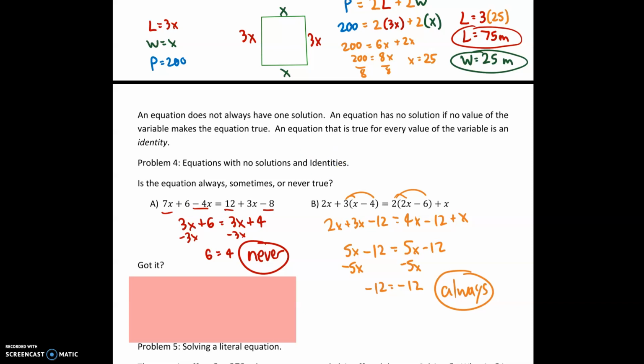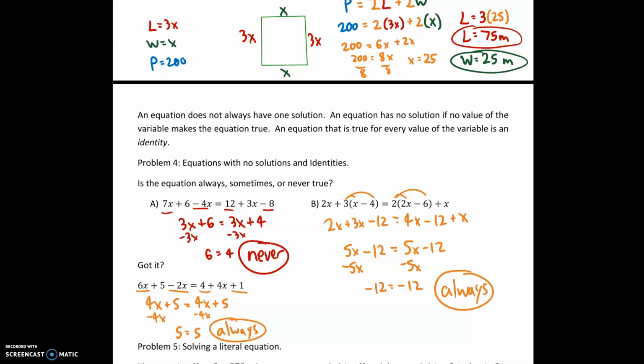So an identity is an equation that is always going to hold true no matter what value we use for x. I could plug anything back into that original, and it's always going to be true for both sides. So if we try that a third time, go ahead and give that one a shot before we reveal it, but here's our answer.